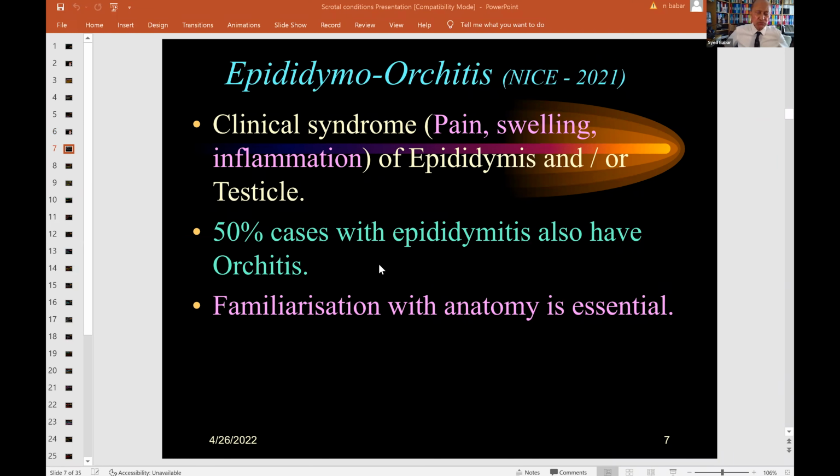We now go on to conditions that we normally see in clinical practice. Epididymoorchitis. There is usually a combination of 3 symptoms: pain, swelling, and inflammation of the epididymis and/or testicle. 50% of cases which are clinically diagnosed as epididymitis also have orchitis. And because of the anatomy which blends one organ with the other, it's important to understand the anatomy.